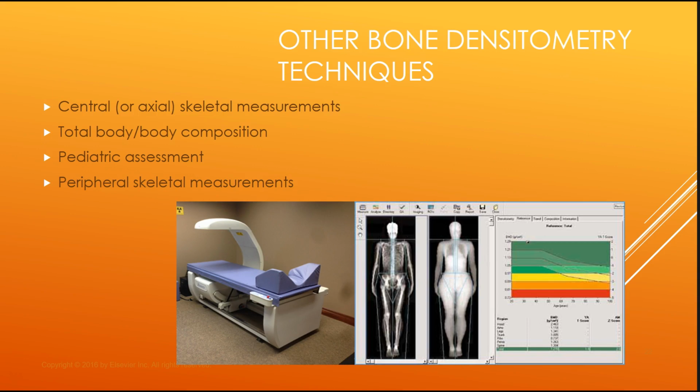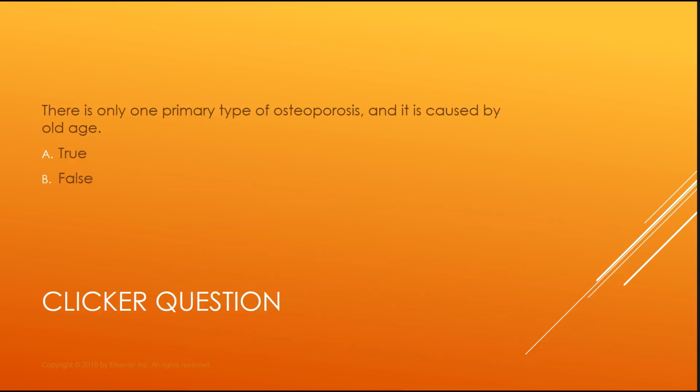And this is just a picture of another Dexa machine and Dexa test. All right, here are some questions. There is only one primary type of osteoporosis, and it is caused by old age. True or false? The answer to this is false. Remember that there are two types of osteoporosis, primary and secondary. And the primary has two types within itself, type 1 and type 2.